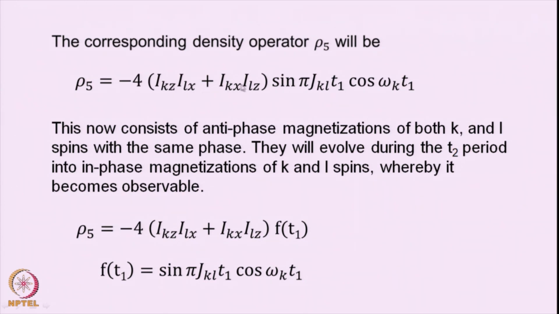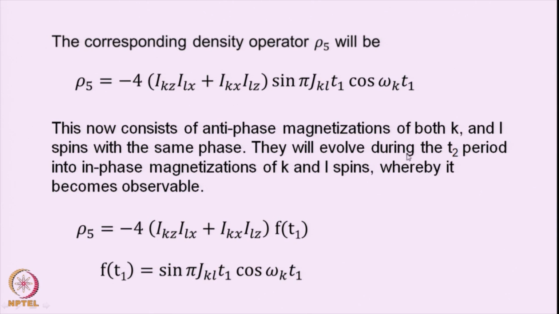Now we notice both of them have the same kind of pattern. This is also Kx and this is Lx. It is antiphase with respect to L for the diagonal, antiphase with respect to K for the cross peak, and therefore the patterns of these are similar. So you expect in the end that the patterns of the peaks in the diagonal and the cross peaks would be similar along the T1 axis with these coefficients, and this will result in the frequency modulation according to the evolutions here. Now this consists of antiphase magnetizations of both K and L spins with the same phase.